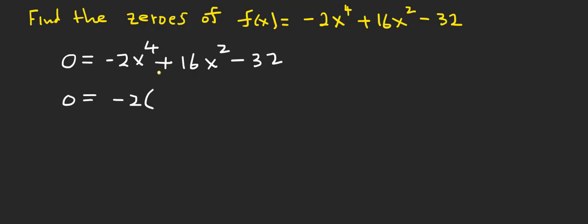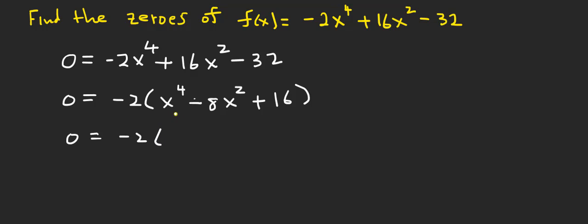So you end up getting x to the 4th minus 8x squared plus 16. You might want to double check by distributing the negative 2. And then you can factor inside the parentheses. So you end up getting x squared minus 4 times x squared minus 4. You always want to double check by multiplying this out and see if you get this.